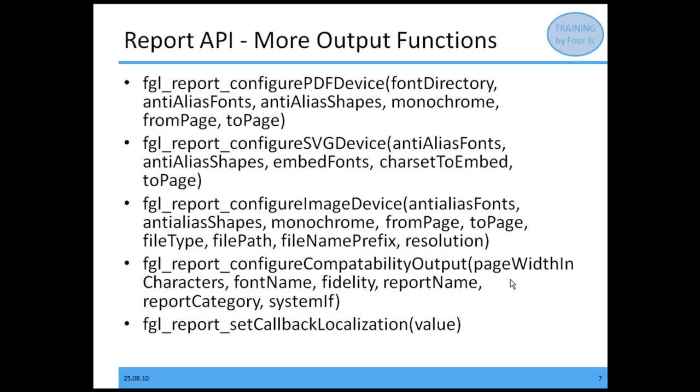If you're creating an ASCII reporting compatibility mode, there's the configure compatibility output, where you can identify alternate fonts to use. You can identify a different character page width, etc. The callback localization overrides some of the localization functions. Again, if you were going to be using any of these, I will take you to the help page in a few minutes, where I would suggest you examine the documentation that's been written on any one of these functions in order to use them properly.